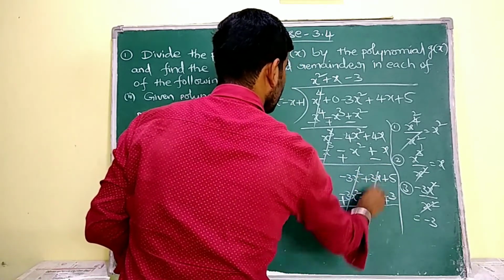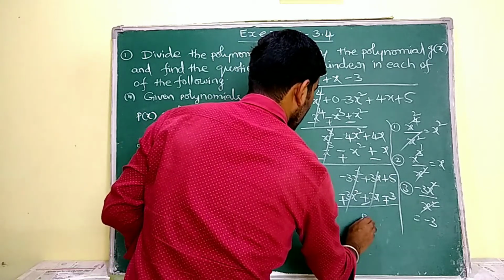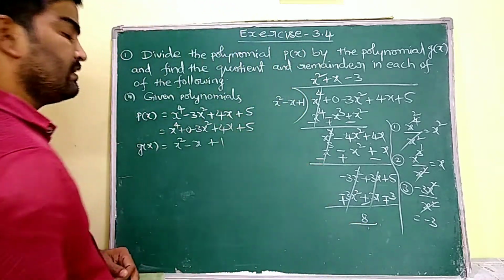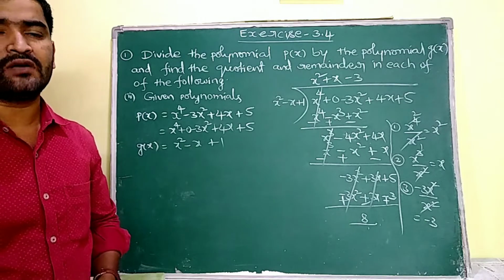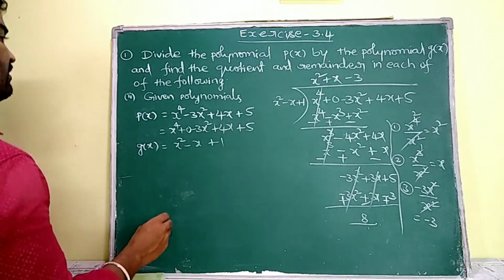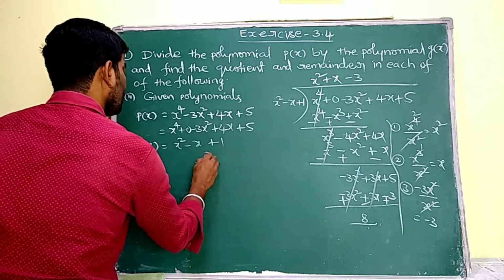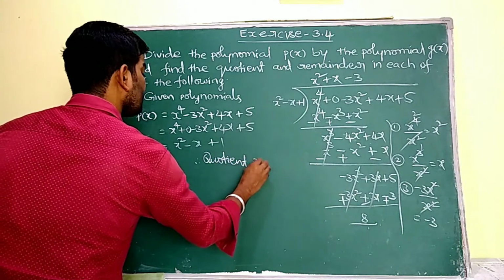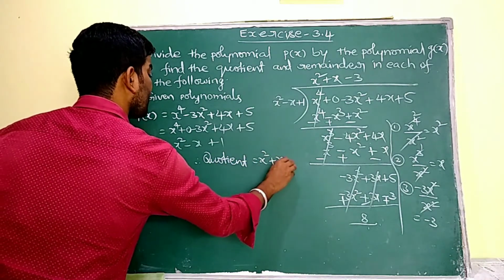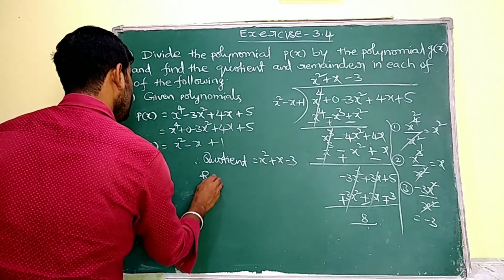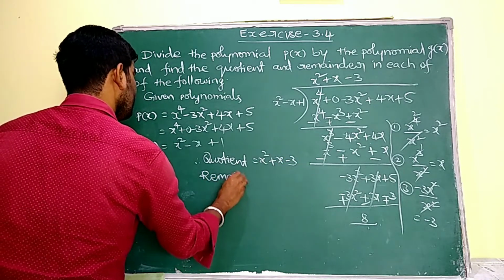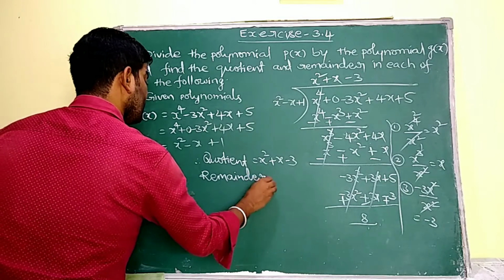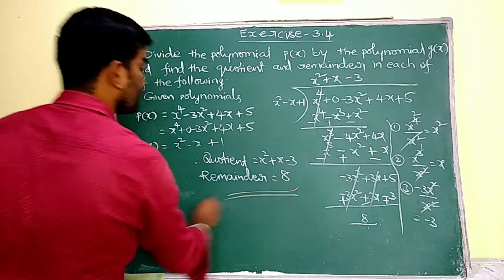So here, see, these two terms are going to cancel and 8 is our remainder. The remainder is constant now. We have to stop doing the division. Now, therefore, the quotient we have to write. Quotient is equal to x square plus x minus 3. Remainder is equal to 8.